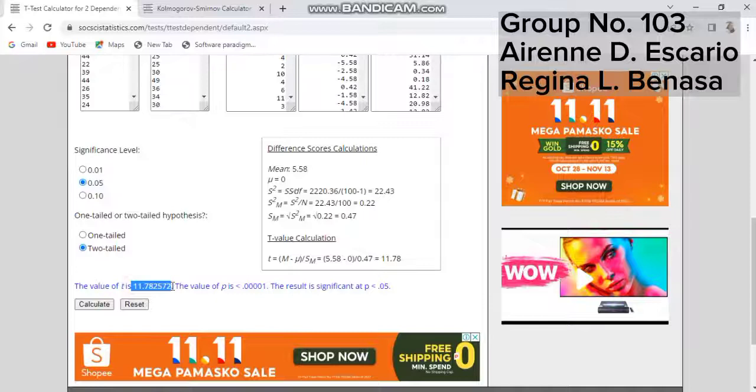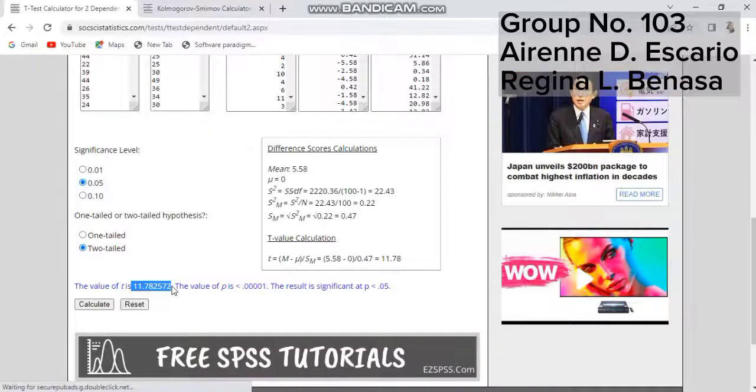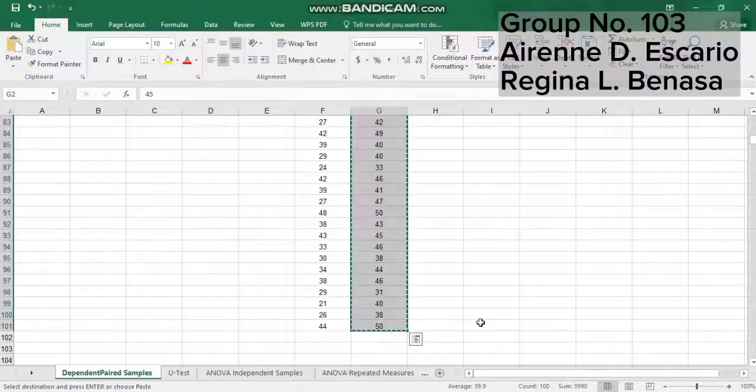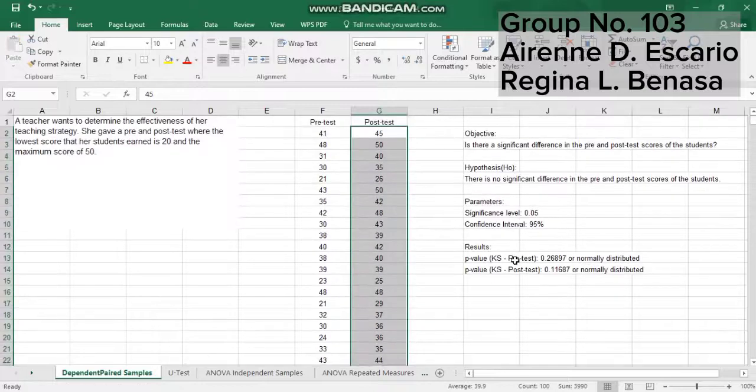The result says that the t-value is 11.782572. We have a positive result, which means there is greater evidence that there is a significant difference, and then our p-value is 0.0001 and it is less than our significance level of 0.05. Therefore, our null hypothesis will be rejected.